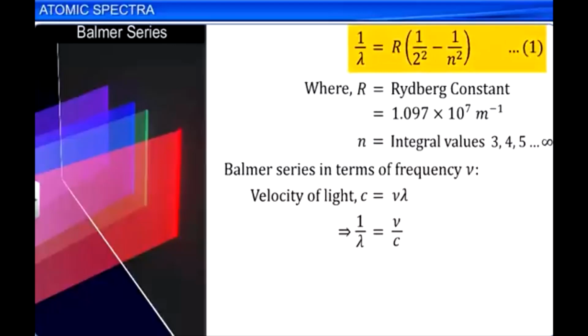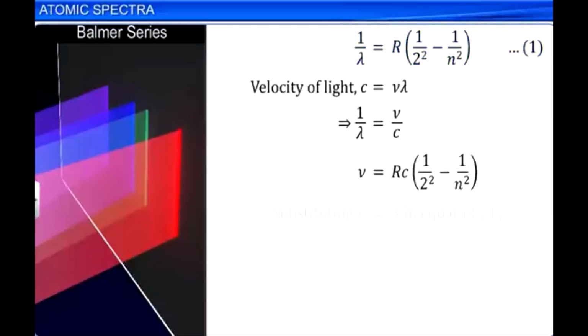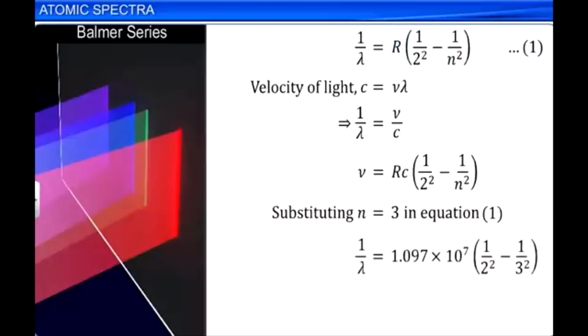Substituting n equal to 3 in equation 1, we get 1 by lambda is equal to 1.097 into 10 raised to the power 7 into 1 by 2 square minus 1 by 3 square. This is equal to 1.522 into 10 raised to the power 6.